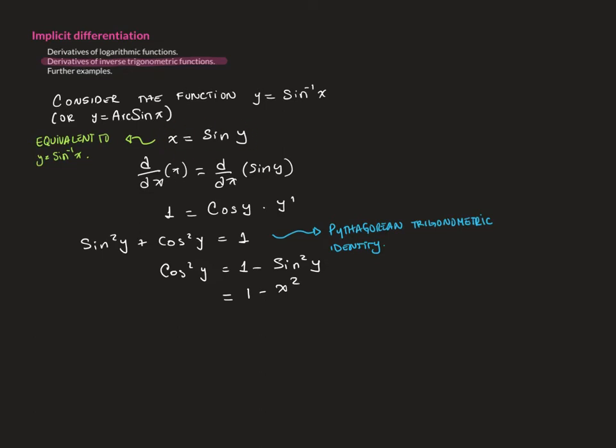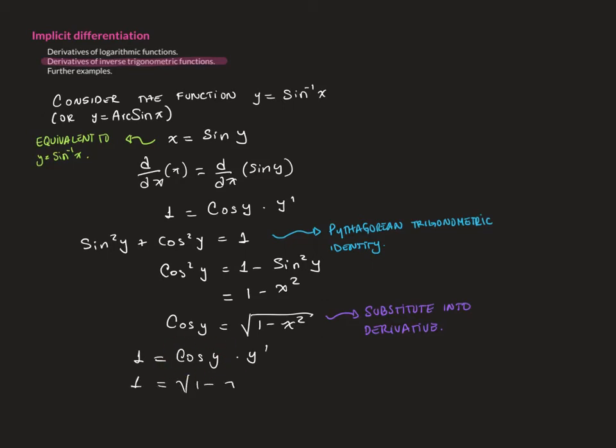And then taking the square root for the cosine, and we're going to assume only the positive root, we are going to have cosine of y is equal to the square root of 1 minus x squared, which means that I can go back to the derivative and substitute this expression. Now my expression was 1 equals cosine of y times y dash, so I'm going to substitute here. 1 is equal to the square root of 1 minus x squared times y dash.